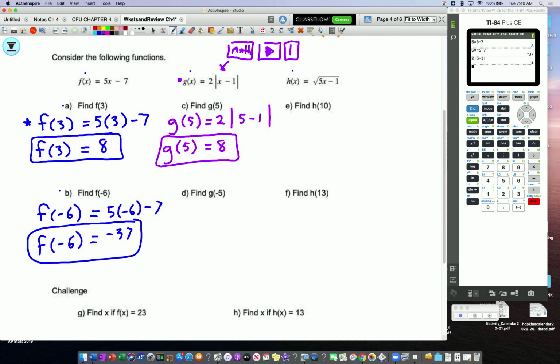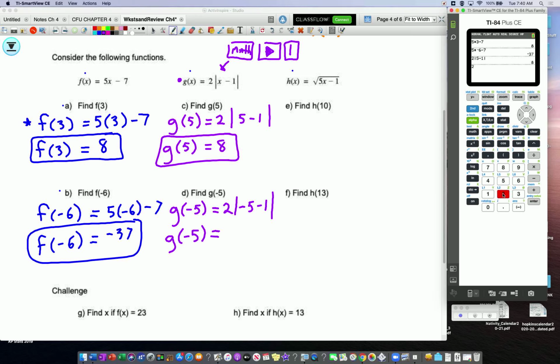All right, so now I do the second one. G of negative 5. So the sign changes here a little bit. 2 times negative 5 minus 1, absolute value. So g of negative 5 equals, calculator time again, 2. Again, to get that absolute value, math, right arrow, number 1. So I'm going negative 5 minus 1. Move my cursor outside, and I get g of negative 5 to be positive 12.